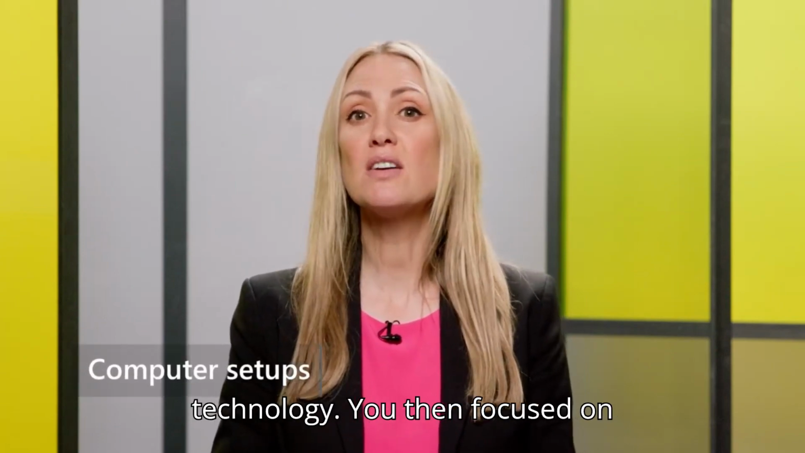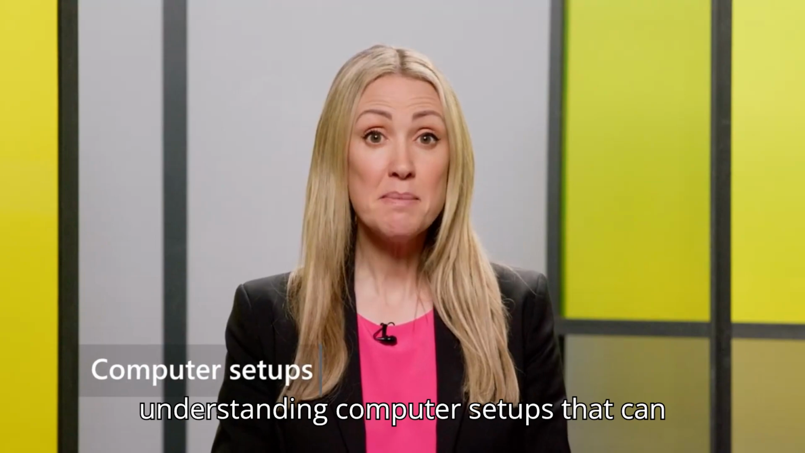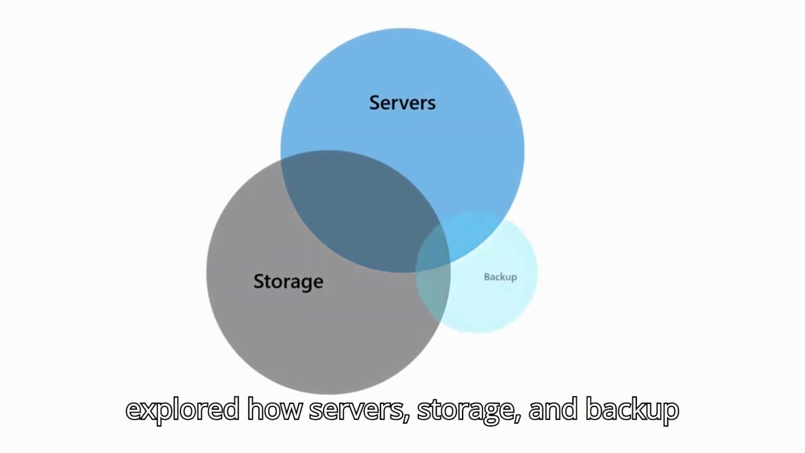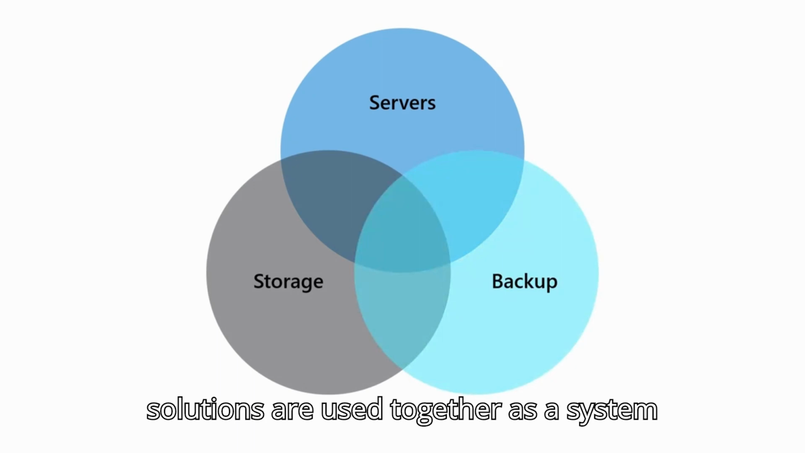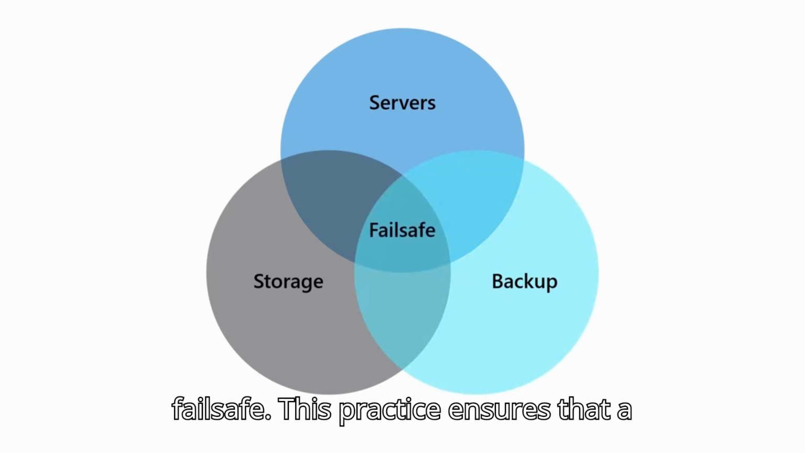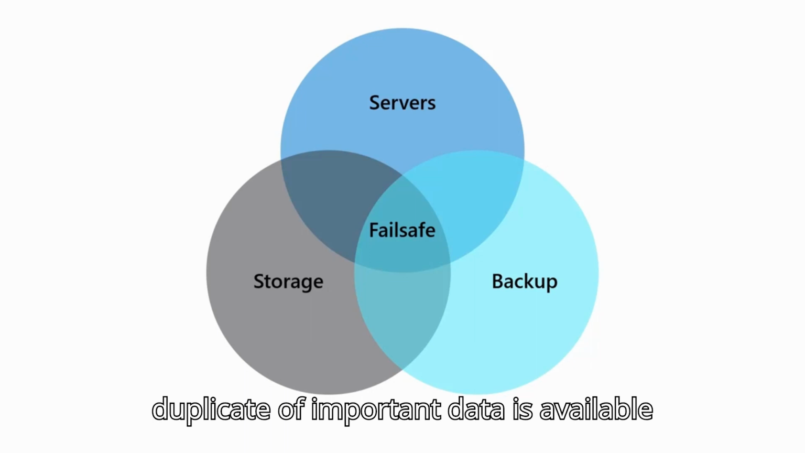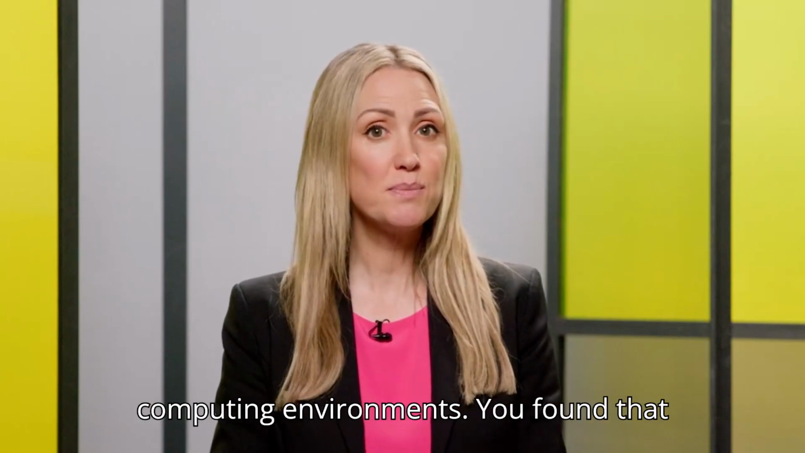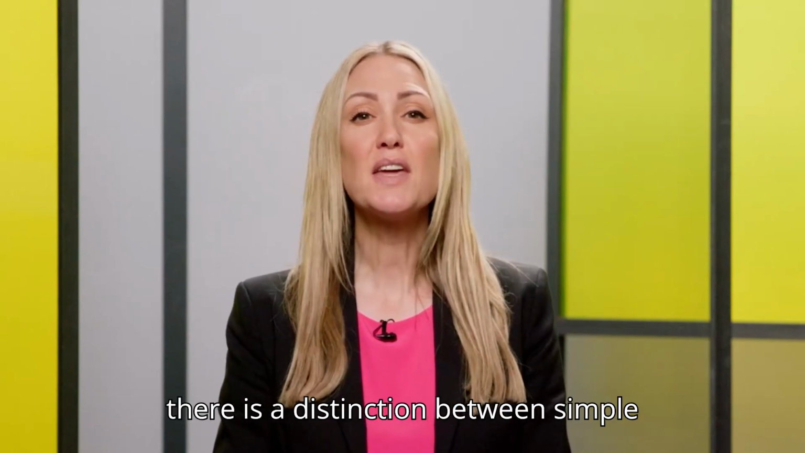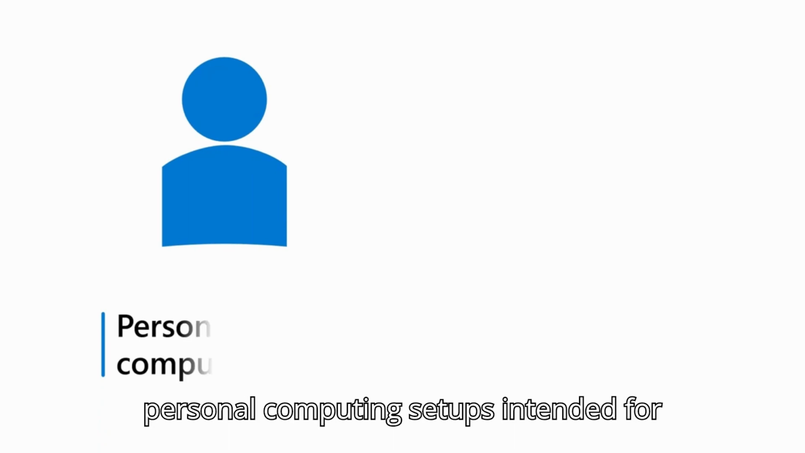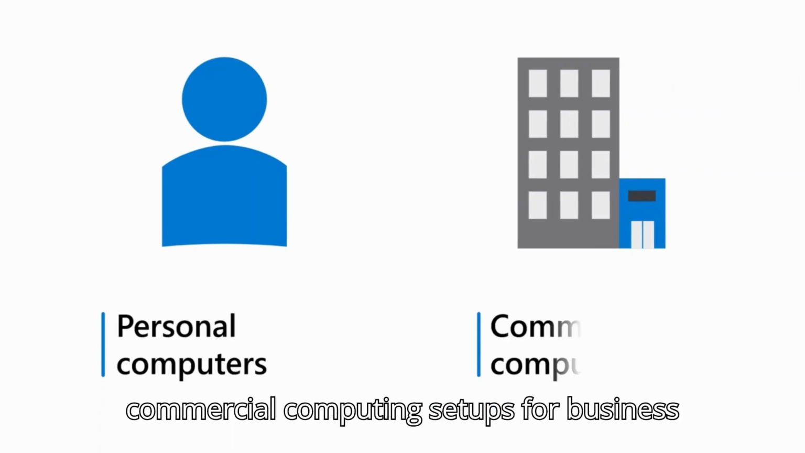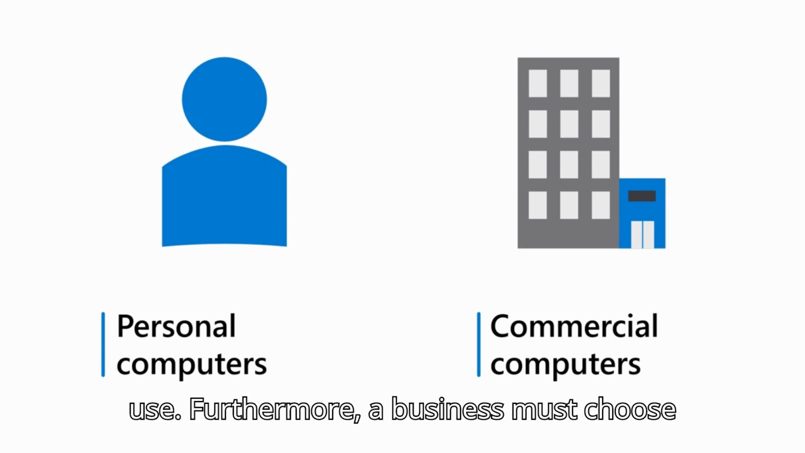You then focused on understanding computer setups that can meet the demands of businesses. You explored how servers, storage, and backup solutions are used together as a system failsafe. This practice ensures that a duplicate of important data is available in case the original is lost or damaged. You then compared different types of computing environments. You found that there is a distinction between simple personal computing setups intended for individual users and more powerful commercial computing setups for business use.